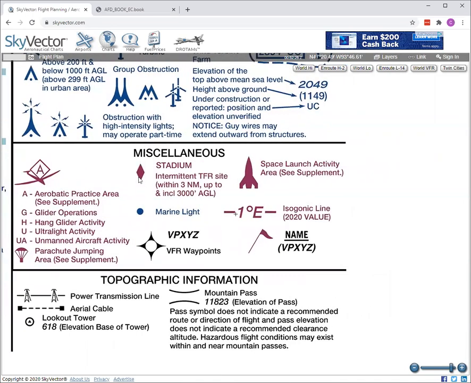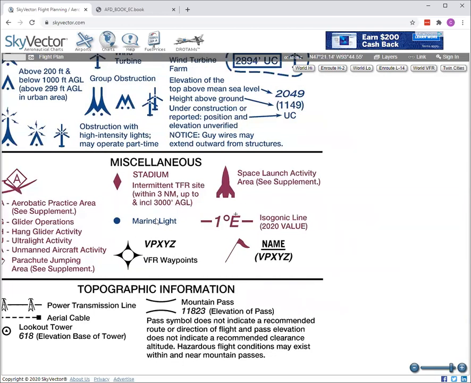Diamonds mean there's a stadium there. In this case, it also means there could be an intermittent TFR site there. So these are big stadiums like Green Bay, Detroit, big NFL stadiums or other stadiums. These little blue circles are marine lights, which are helpful for navigation at night. These are VFR waypoints, with a 5-letter identifier, and these are helpful for navigating during the day and letting the towers know where you're at, because they'll know where these waypoints are.